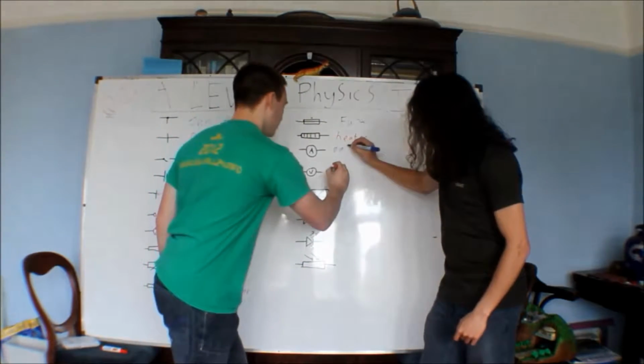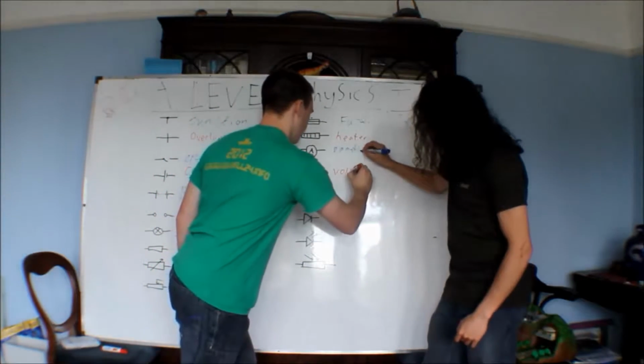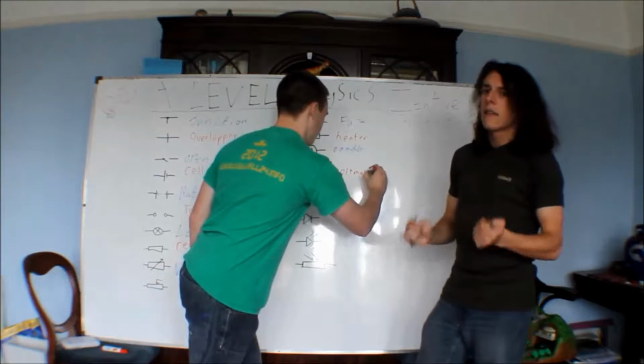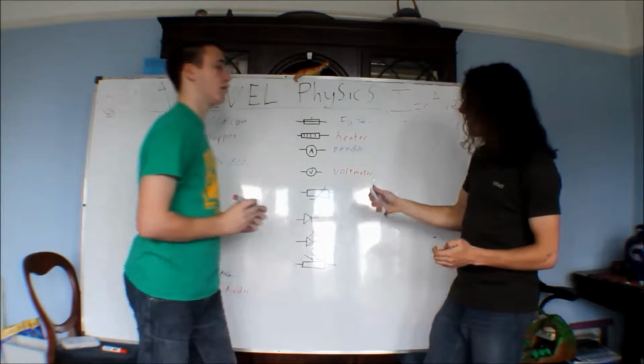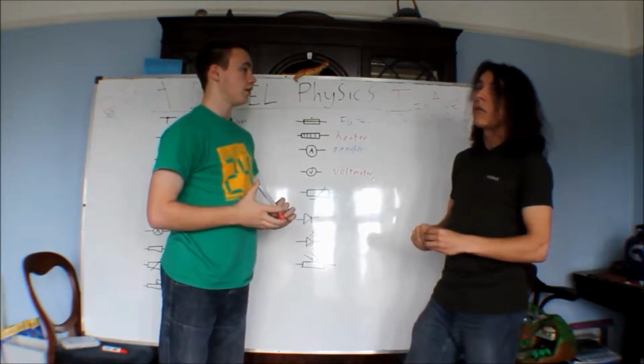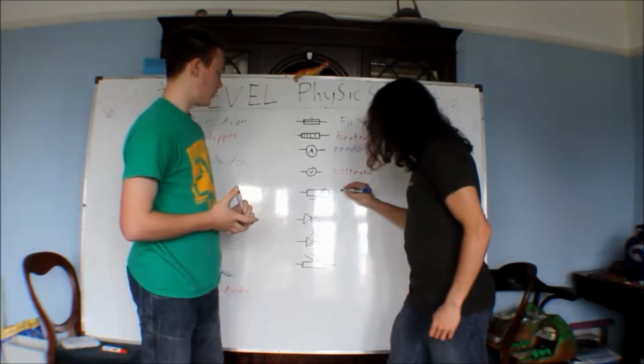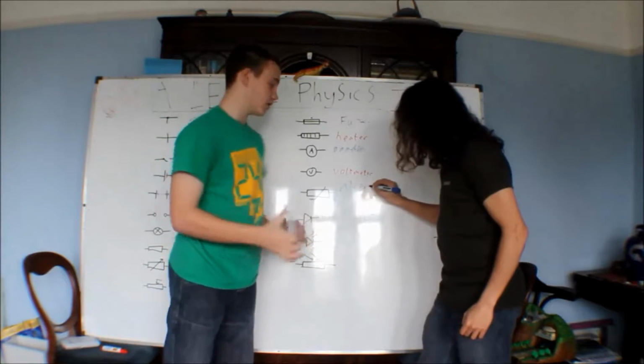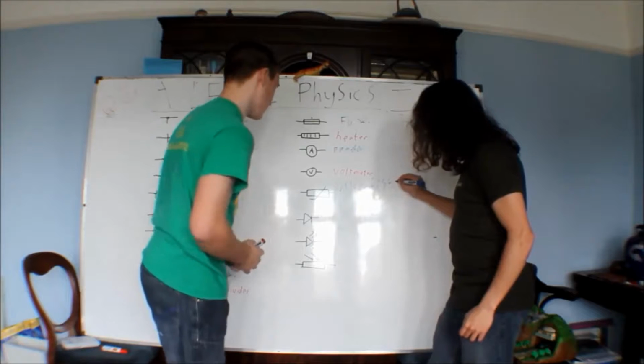Then a voltmeter. Then something you might be familiar with is a thermistor. It's a resistor dependent on temperature. As temperature changes, the resistance of this thing will change.